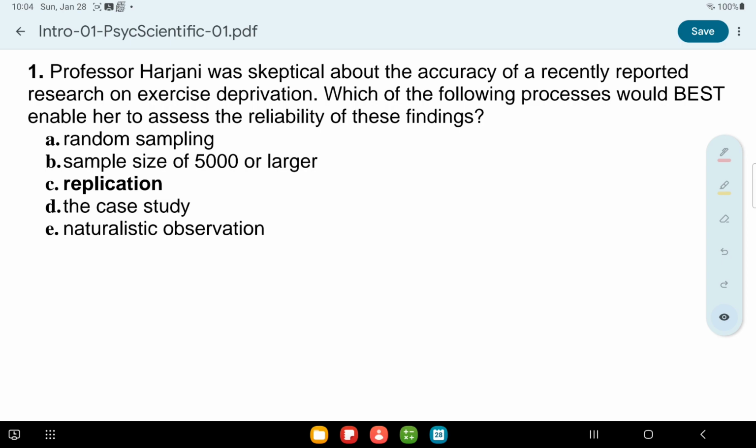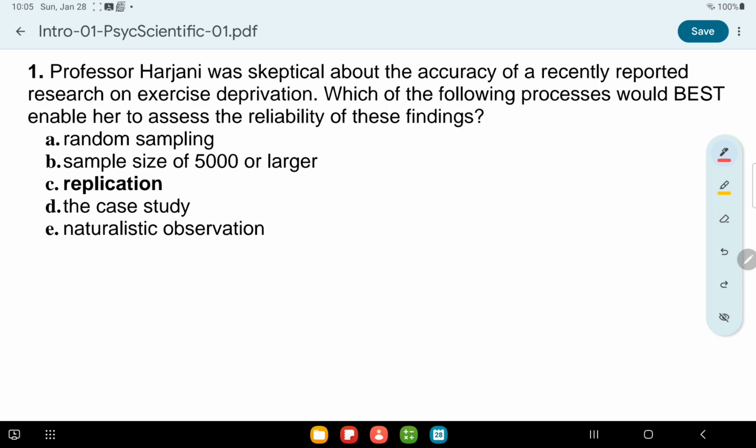Take a look at this first problem here. Professor Harjani was skeptical about the accuracy of a recently reported research on exercise deprivation. Which of the following processes would best enable her to assess the reliability of these findings? Now, what you might want to pay attention to is the subject matter. Let's start by evaluating the subject matter.